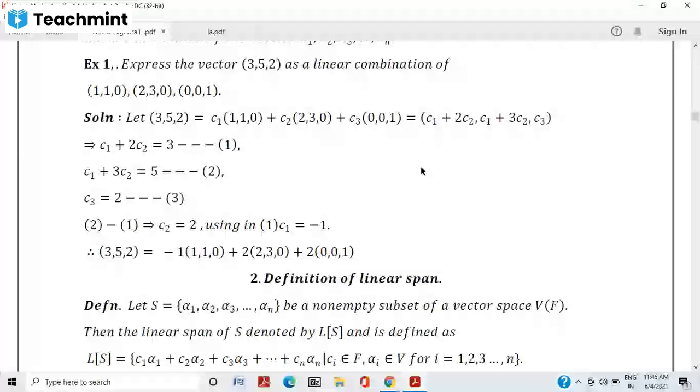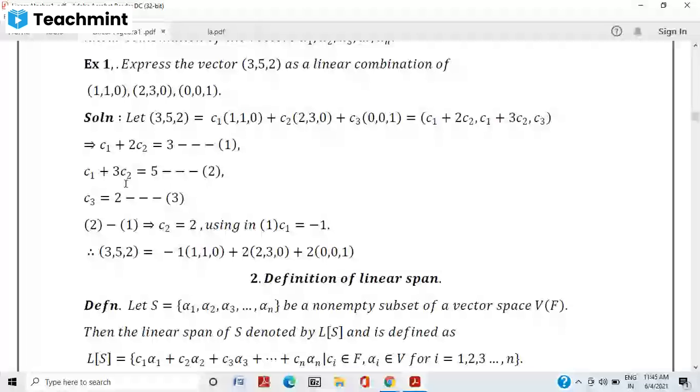First equation, what do we have? C1 plus 2C2. Here what is the element? (3, 5, 2). Then C1 plus 2C2 we can write as 3. Second element, what is the second element? C1 plus 3C2. It is 5. Third element, what is the third element? C3 equal to 2. Now we got C3 equal to 2. Now next, what things should we find out? C1 and C2.